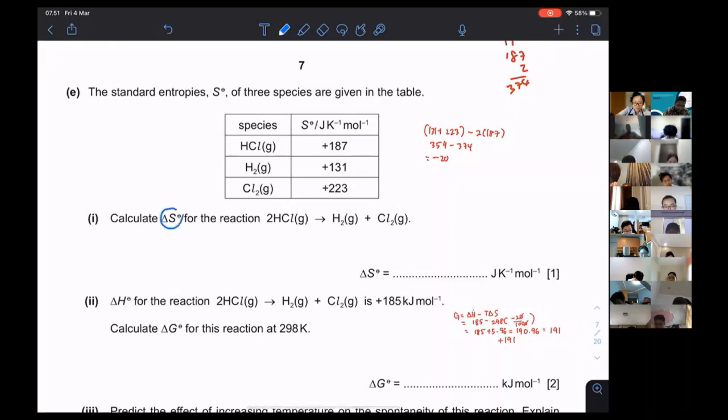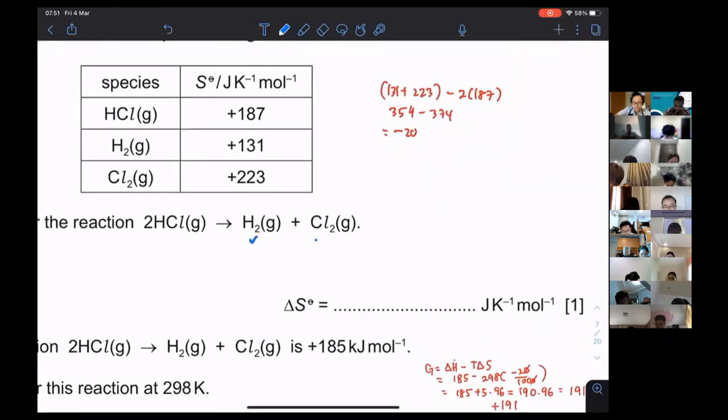calculate the entropy change. If you are calculating the entropy change, it is the entropy of the product minus the entropy of the reactant. So if I look at the product, H2 and Cl2, you see this one and this one, so I add. Then minus the entropy of the reactant. But if you have 2 over there, you need to times by 2. So minus 2 times of this. And you will get negative 20, but do remember it's in joule per Kelvin per mole.